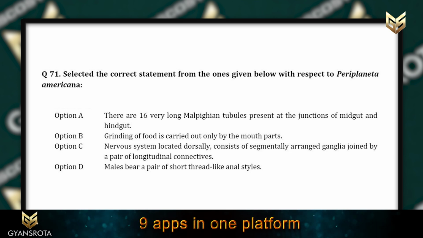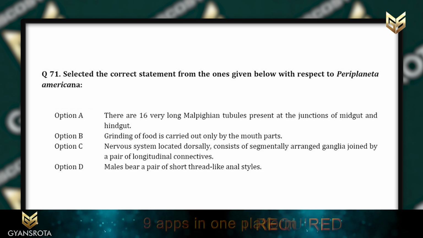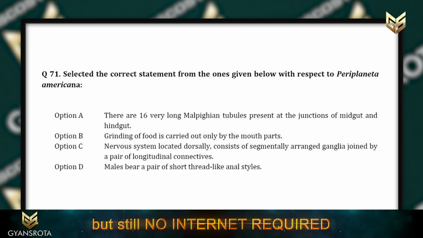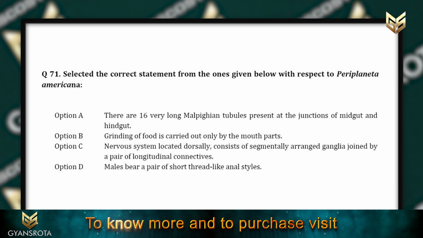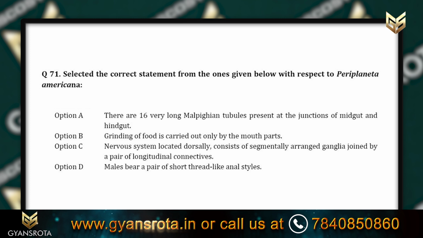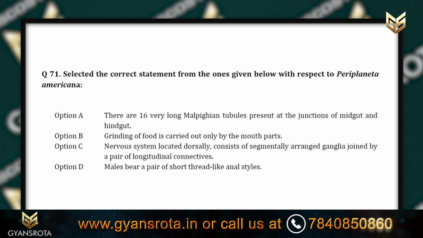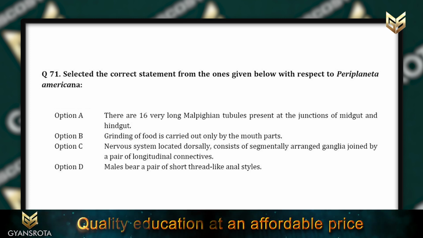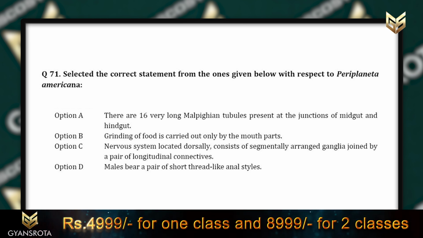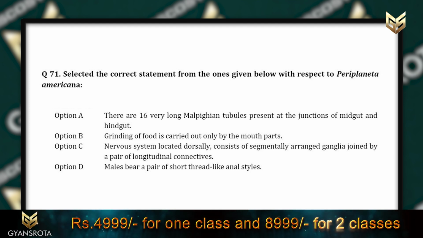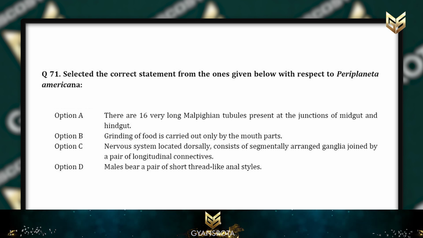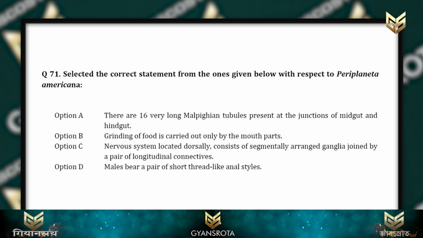Select the correct statement from the ones given below with respect to Periplaneta americana. Option number A, there are 16 very long Malpighian tubules present at the junction of midgut and hindgut. Option number B, grinding of food is carried out only by the mouth parts. Option number C, nervous system located dorsally consists of segmentally arranged ganglia joined by a pair of longitudinal connectives. And option number D, males bear a pair of short thread-like anal styles.